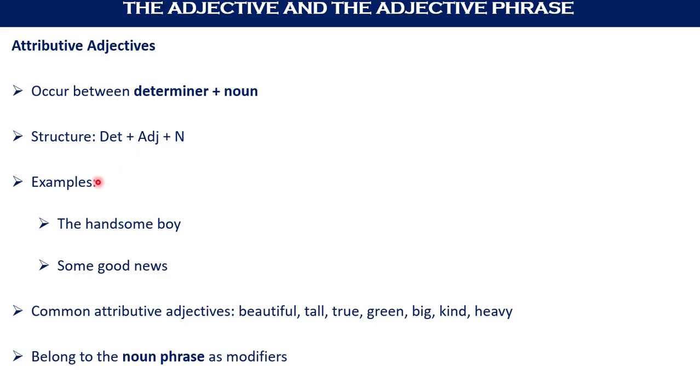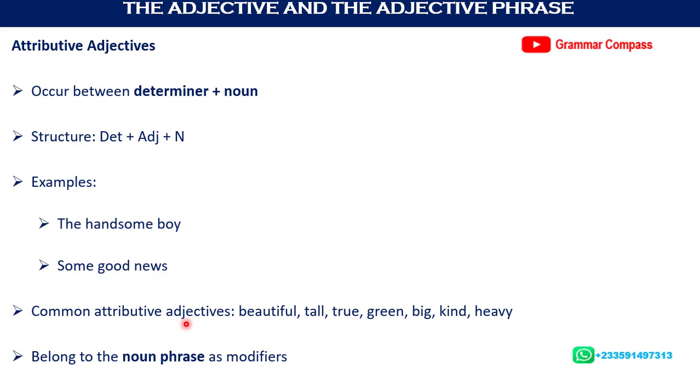So for example, the handsome boy. Here, handsome is an attributive adjective. It is an attribute of the boy. Now, some good news. Good over here is an attributive adjective. It comes before the noun head, which is news. So these adjectives occur in between determiners and then noun heads. They occur in attributive slots.